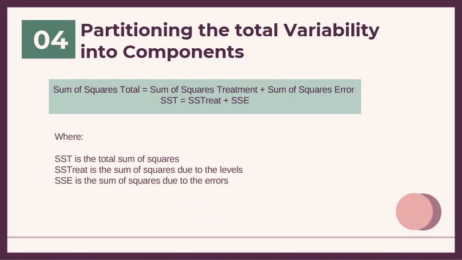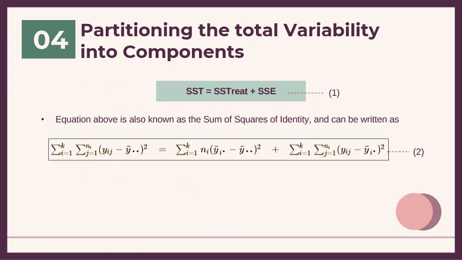In notation, SST equals SS treat plus SSE, where SST is the total sum of squares, SS treat is the sum of squares due to the levels, and SSE is the sum of squares due to error. Like I have mentioned just now, SST is equal to SS treat plus SSE. This is the first equation, which is also known as the sum of squares identity.